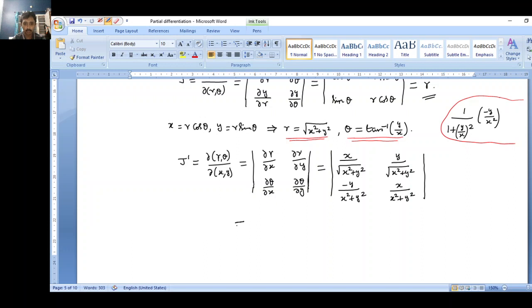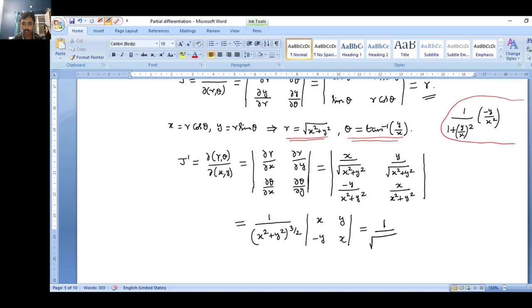Expanding now this determinant, I would like to take out 1 by x square plus y square common from the row, and that will give me effectively x square plus y square to the power 3 by 2, right? And the rest would be simply the determinant of x, y, minus y, and x. Correct? Now expanding this will give you x square plus y square, and you will be left with finally 1 by root x square plus y square. Okay, so this is what is going to be J dash. Now that completes answering the second part of the question here.